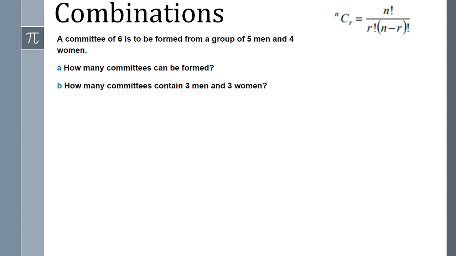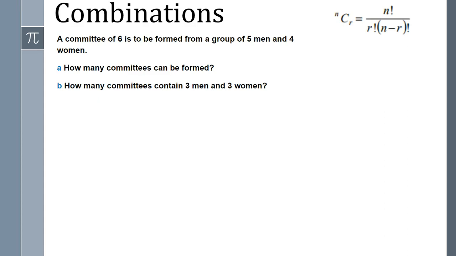A committee of 6 is to be formed from a group of 5 men and 4 women. Now it's a 2-part question, which is going to require 2 different calculations. Part A is how many committees can be formed, and part B is how many committees contain 3 men and 3 women. So let's start with the first one because the first one's the easiest.